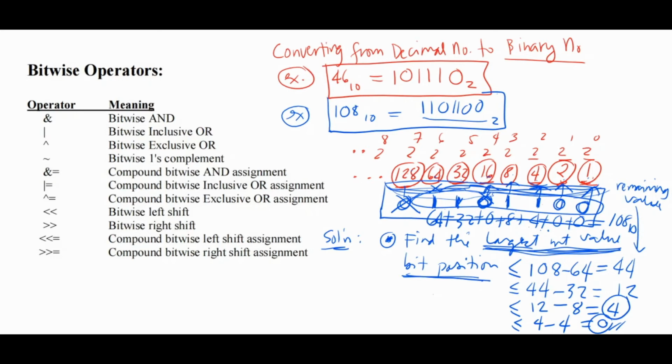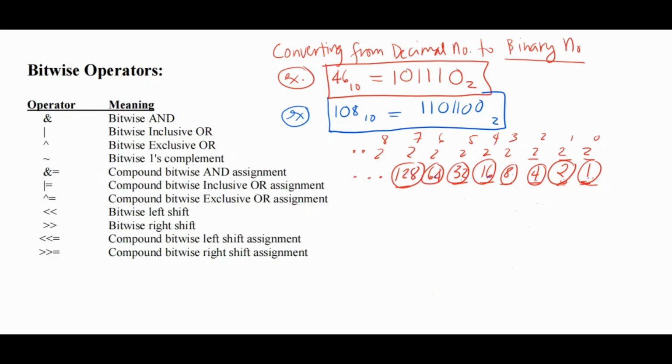108 is base 10, while this is base 2. So this time, let's discuss the bitwise operators available in the C programming language. These operators are called bitwise operators because the operands are binary numbers. Now let's start with the first operator.